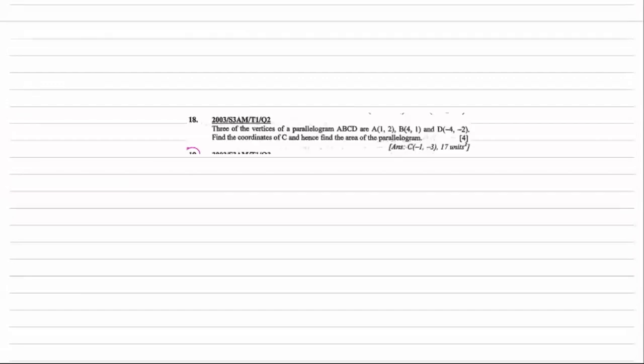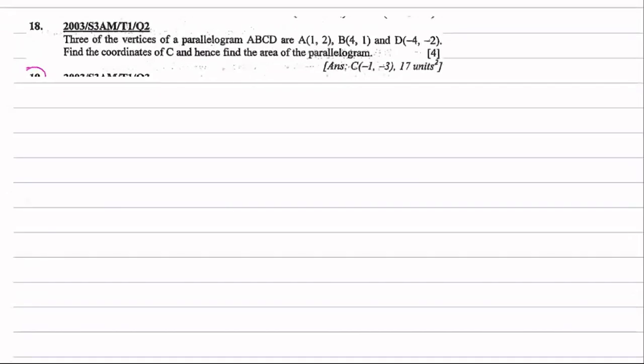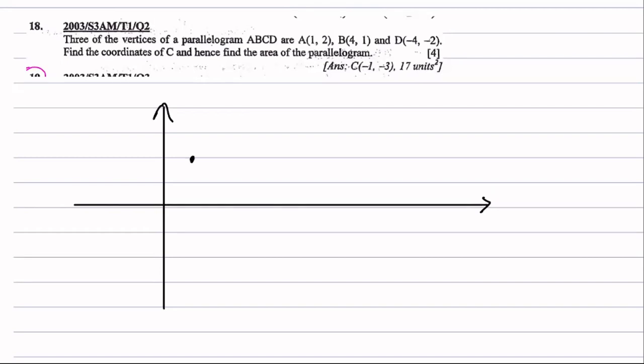Let's see question 18. Three of the vertices of a parallelogram are A, B, and D given, C not given. Find the coordinates of C and hence find the area of the parallelogram. So this is really just a vector question, right? Vector method. Just label the coordinates clearly and it will be quite simple to solve.